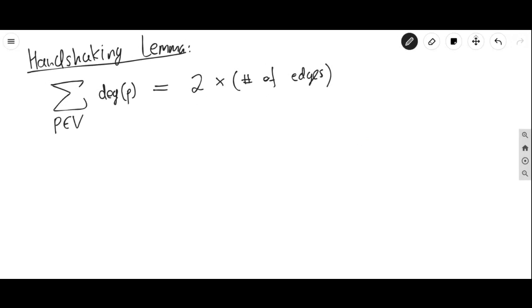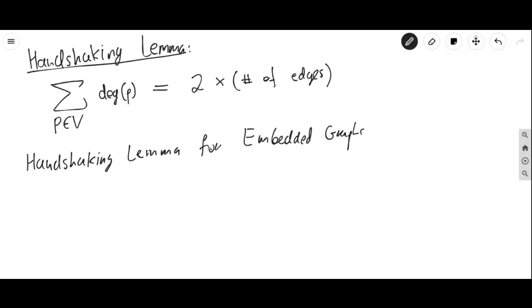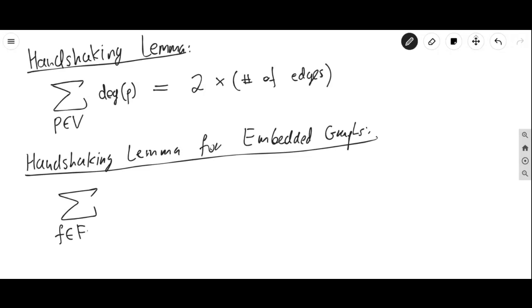And there's something similar, the handshaking lemma for embedded graphs. It's basically the exact same lemma, but it goes like this: if you pick a face from the set of faces, so if you have an embedded graph, you have a bunch of faces that get formed. If you pick one of those faces, then the sum of the degrees of the faces is 2 times the number of edges also.